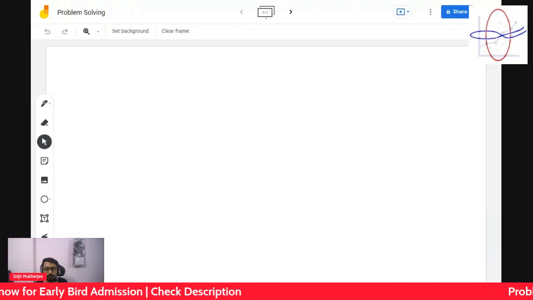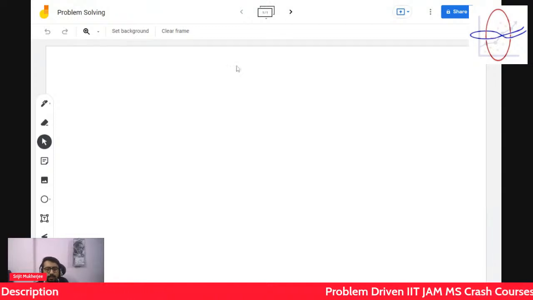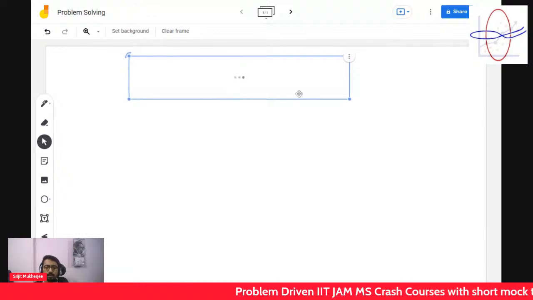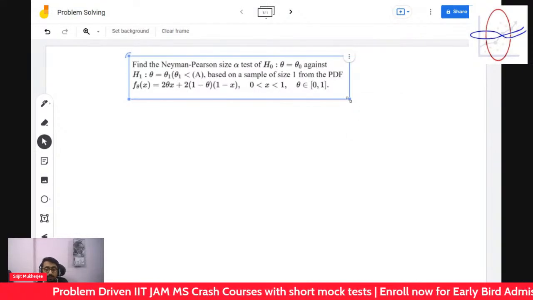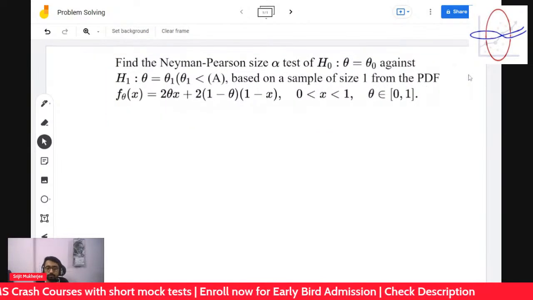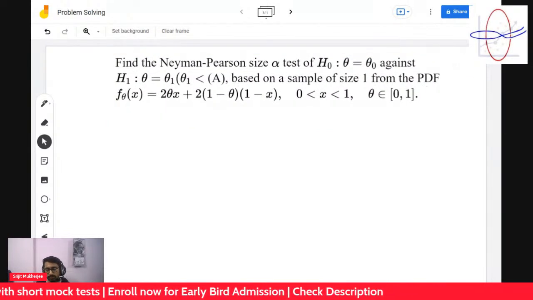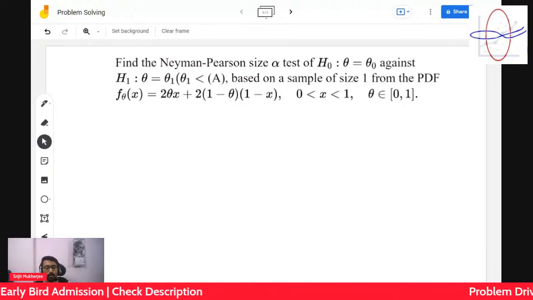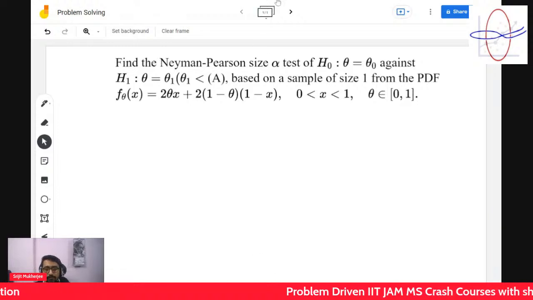So I hope it's clearer, but let's do it today again. These are some other problems from the Neyman-Pearson lemma. I think this week is the last class. We have ended almost all the topics of the entire syllabus. From next week we'll be discussing just problems and problem solving of past years and some interesting problems that we have on our mind.